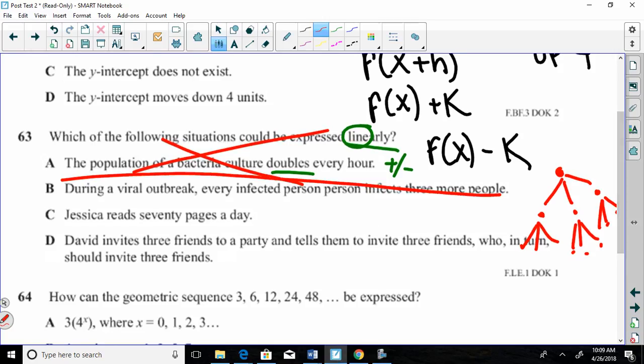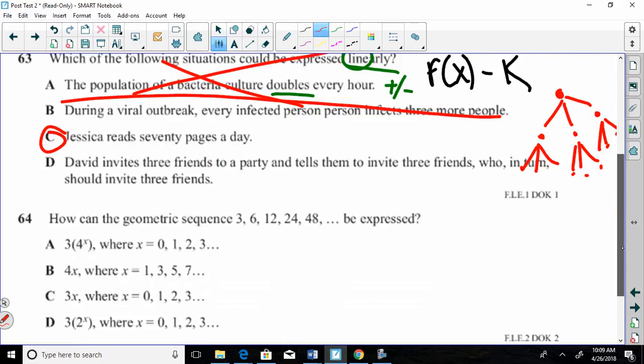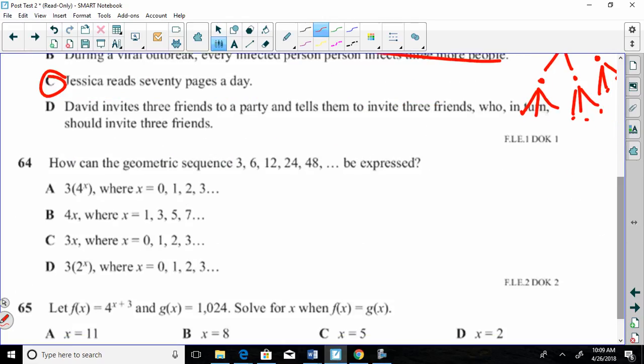Just gonna read 70 pages a day. Yeah, because every day I'm adding 70 more pages. And this D is the same as B. So I invite 3 friends, and those friends invite 3 friends, and et cetera. That would be multiplying. All right, what does geometric mean?